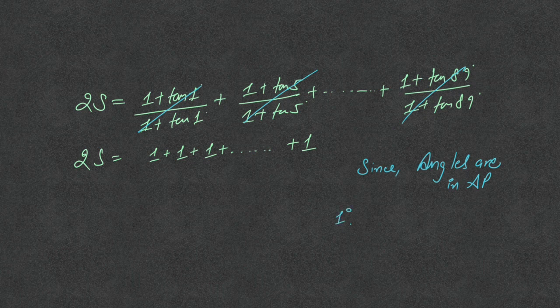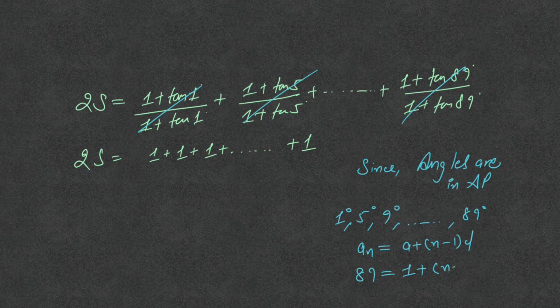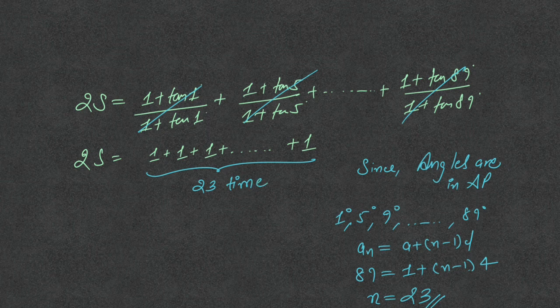that is 1 degree, 5 degree, 9 degree, so on up to 89 degree. General term of the AP is A plus n minus 1 times D. So 89 can be written as 1 plus n minus 1 times 4, because common difference here is 4. On solving this, n becomes 23. So that simply means we have 23 terms here. So 1 is adding 23 times. Therefore, 2S becomes 23, and finally S is equal to 23 by 2, and the answer is this.